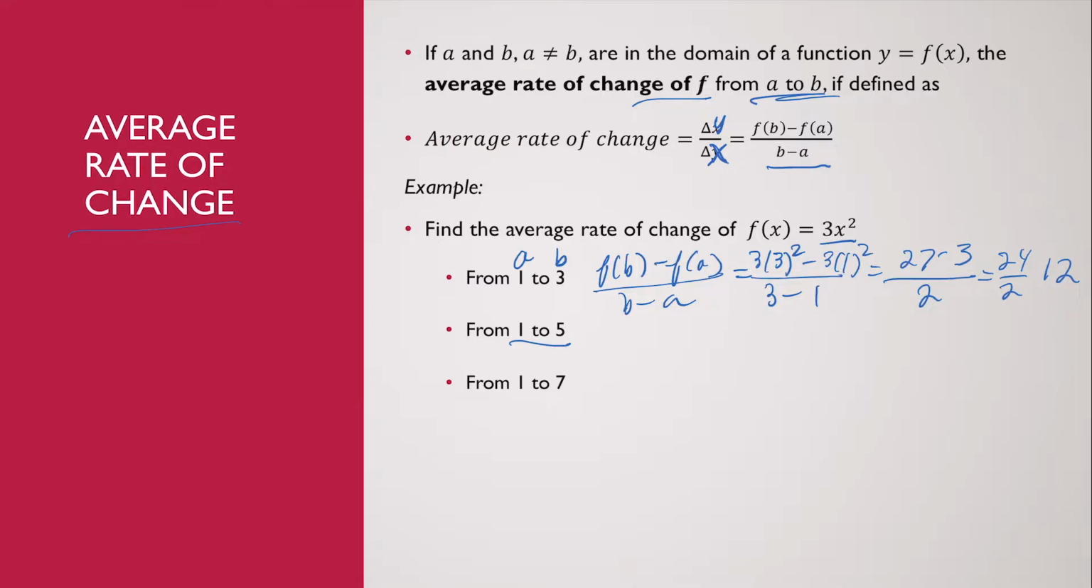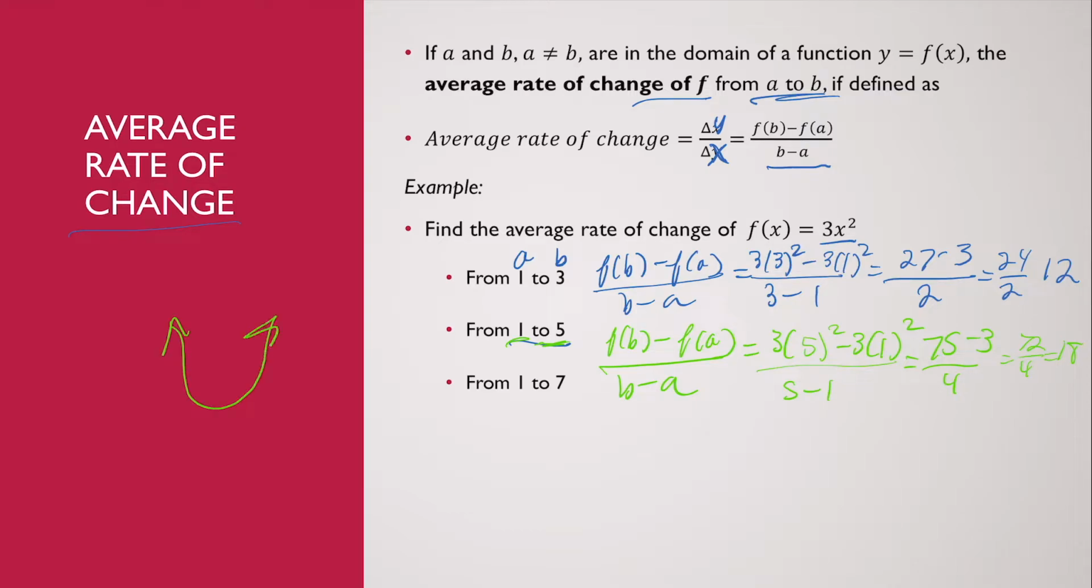Let's take a look at 1 to 5, and let's change colors. If I have f of b minus f of a over b minus a, that's 3 times 5 squared minus 3 times 1 squared over 5 minus 1. That gives me 75 minus 3 over 4, so 72 over 4, which is 18. You can see as we go further and further apart that the rate of change is increasing. That makes sense if you think about the shape of a parabola. The slope between these two points has less slope than the slope between these two or these two.